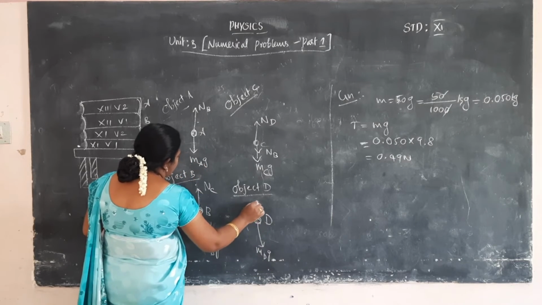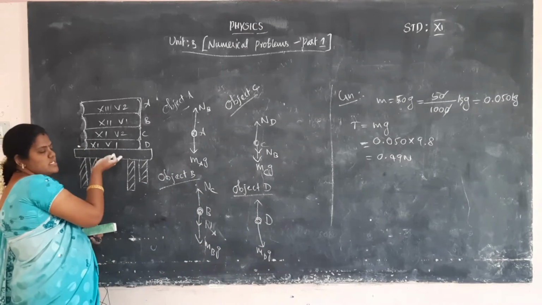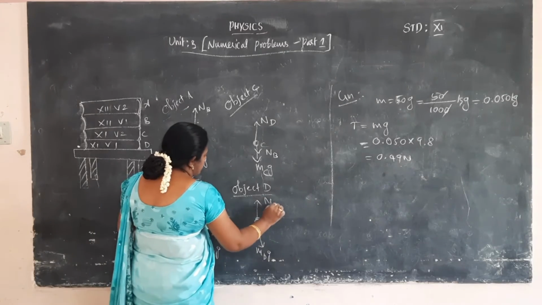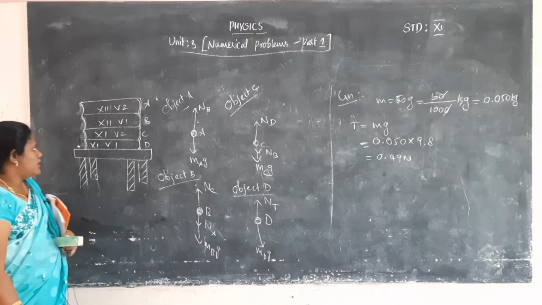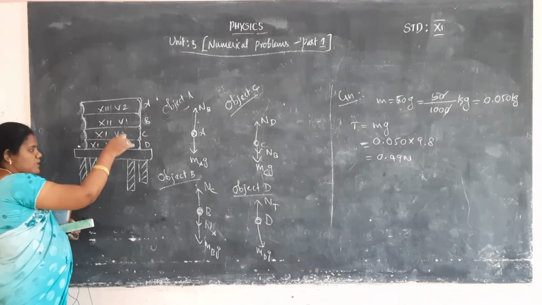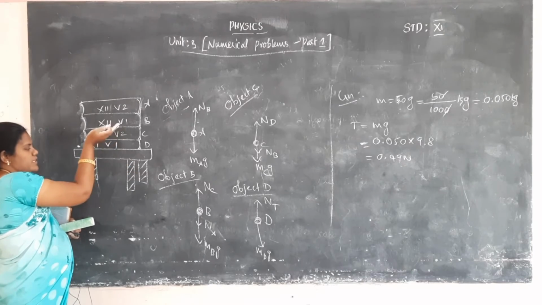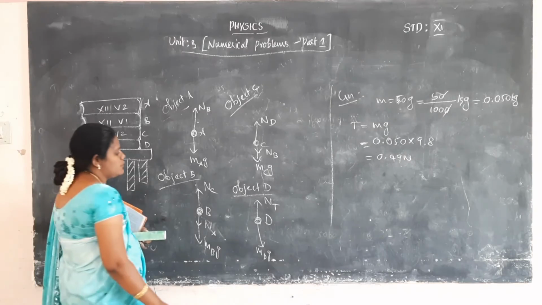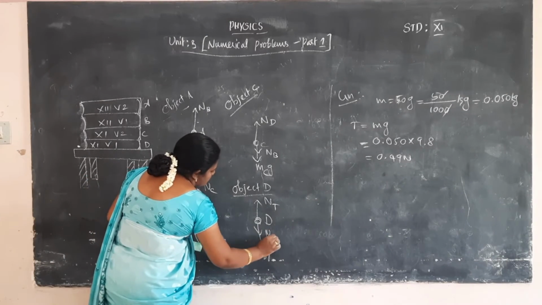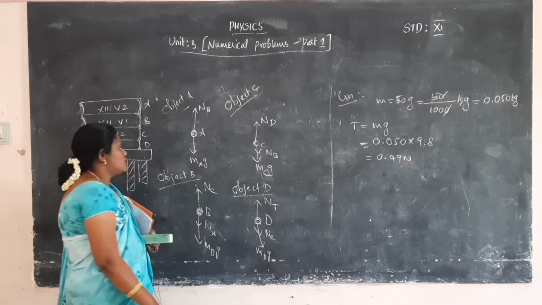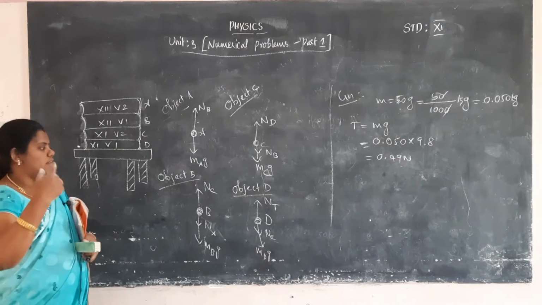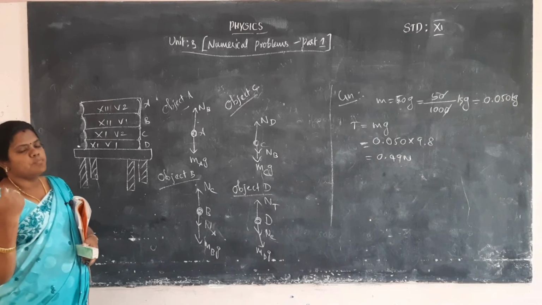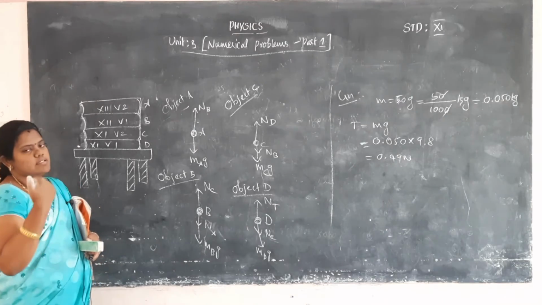Then the upward normal force by the table. The table will be giving the upward normal force, that is the normal force by the table. And the object C will be giving the downward normal force, that is N into C. So for the first object only two forces act, and for the other three books, three forces will be acting.